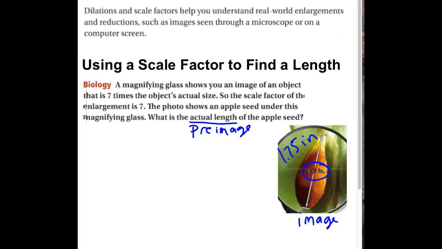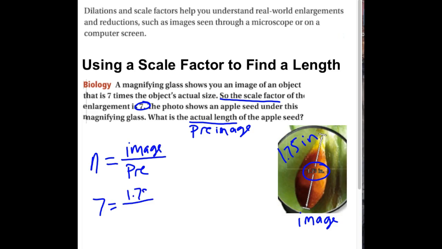Now, we talked about an equation for your scale factor. We said n equals the ratio of something to something. So it should be the ratio of the image to the pre-image. And so when we set that up, we can plug in these things that we know. We know that the scale factor is 7. They told us that. We can put in 7 for n then. And we know that the length on the image is 1.75 inches of that apple seed. What we're looking for is what is the actual length of that apple seed, x. And so we have this equation we can solve.